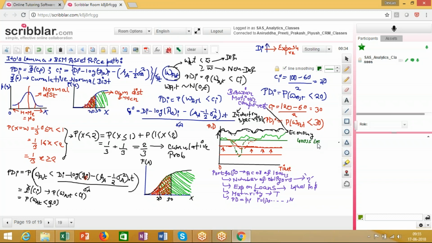So how will I define the gross loss over here? What I'll say is that there is a variable L_i. L_i is the loss incurred by a given borrower. So L_i is equal to 1 if the borrower has defaulted. So if the borrower has defaulted, then a loss has occurred. If a borrower has not defaulted, then the loss has not occurred.